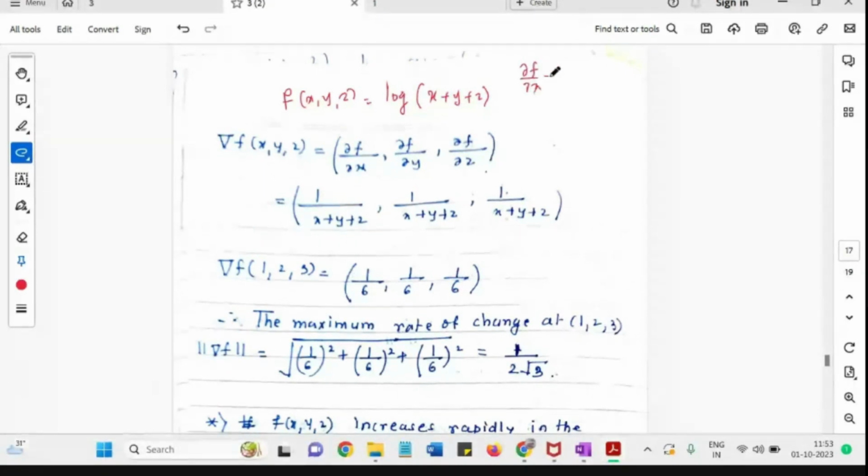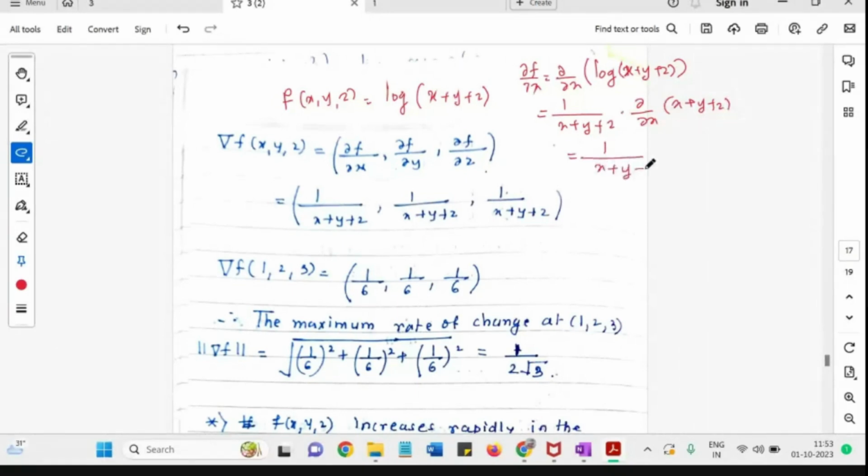∂f/∂x is ∂/∂x of log(x + y + z), which will be 1 upon (x + y + z) into the derivative with respect to x of (x + y + z), and observe that y and z are constant when I'm differentiating with respect to x. So this will simply turn out to be 1 upon (x + y + z). Okay. Similarly, you can try ∂f/∂y and ∂f/∂z. You will get the same answer. At the point (1, 2, 3), the value is (1/6, 1/6, 1/6). That's the value of the gradient.